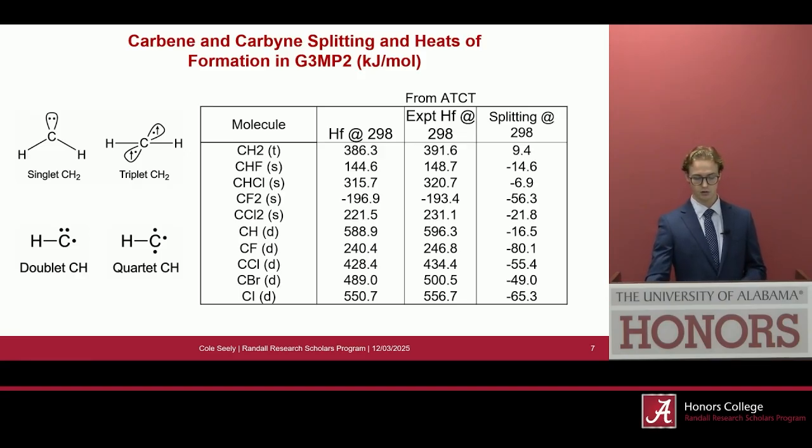And finally, all molecules shown here are in the ground state, and the splitting column on the right, being the energy gap between the triplet and the singlet state for the carbenes, or the doublet and the quartet state for the carbynes, tells us about the stability of the molecule. For example, the positive value of 9.4 for CH2 corresponds to its unique tendency to be in a triplet ground state as opposed to the rest of the carbenes.